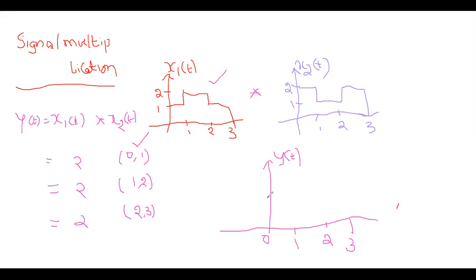Now this is 1, this is 2. From 0 to 1, what is the magnitude of this y of t? 2. So from 0 to 1, the magnitude is 2. Now from 1 to 2 also, the same magnitude is repeated up to 3. Now see here. So y of t is clearly given: y of t is equal to 2 from 0 to 3. So this is how you are going to get the signal multiplication.